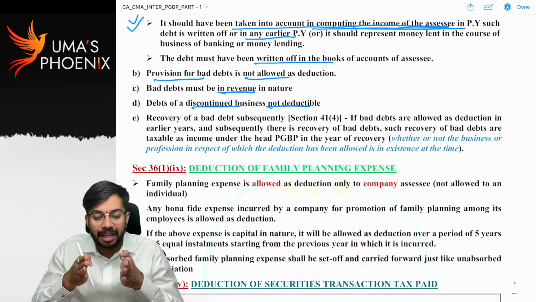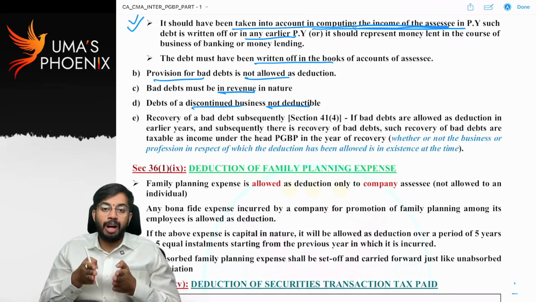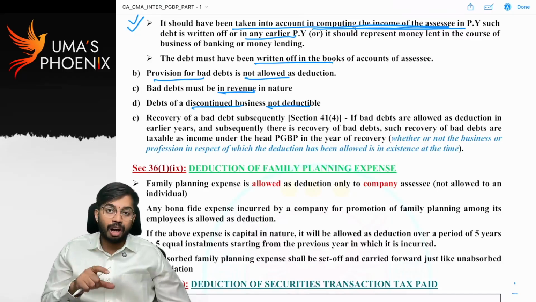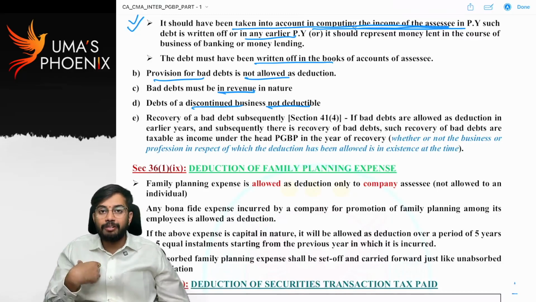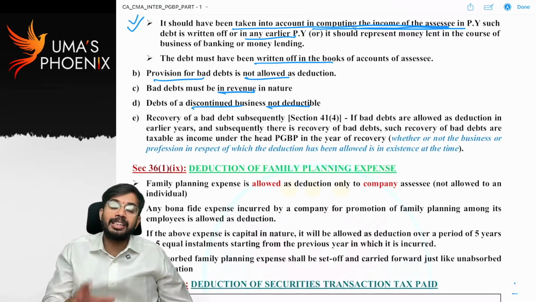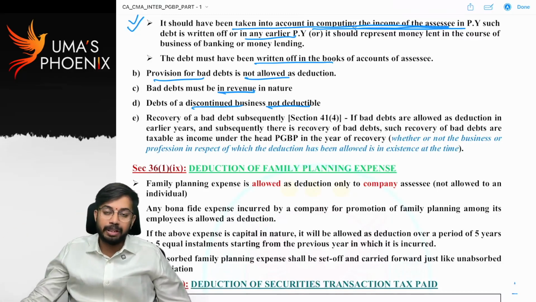Once you claim bad debts as expenditure in the current previous year, you have written off the bad debts. After writing off the bad debts, if in future there is recovery of bad debts, the recovery of bad debts is taxable as income under the head PGBP.